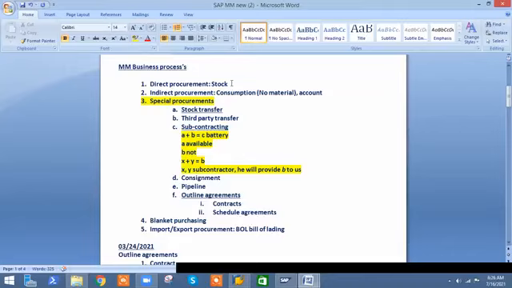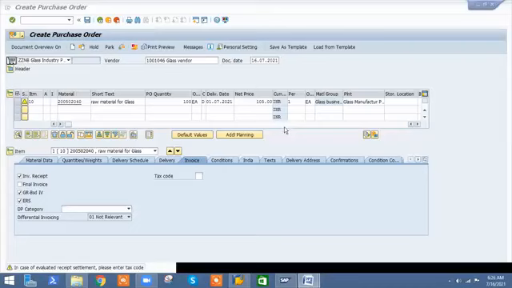The second difference is whenever you are talking about direct procurement, that should be for stock purposes. When you are ordering some material, you are specifying some raw material or some semi-finished material or some trading goods or some finished material, so that should be for a stock purpose. Whereas indirect procurement deals with 100% consumption, there is no material. No material is going to be specified.